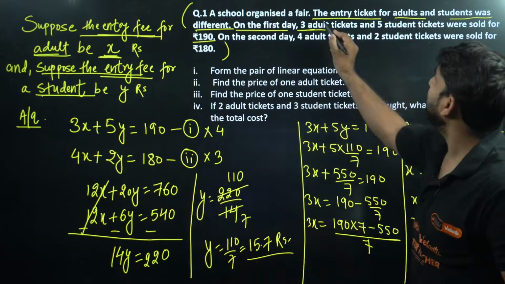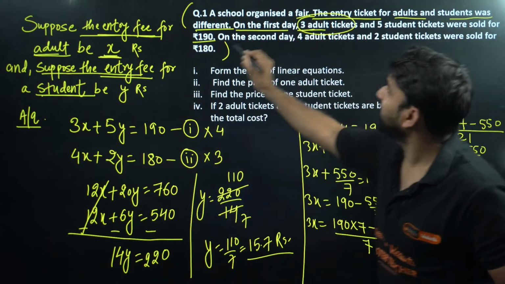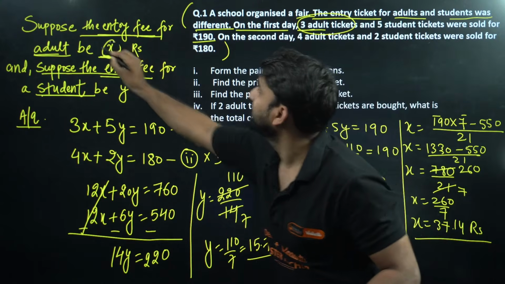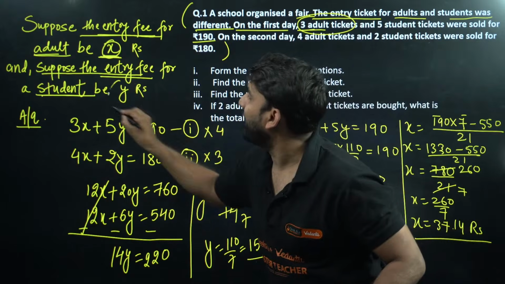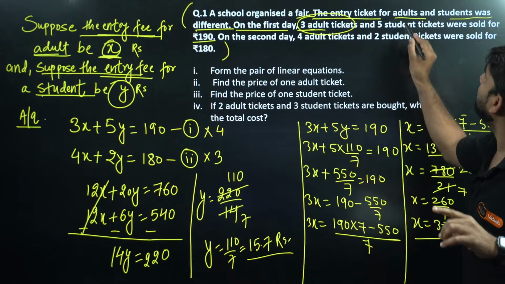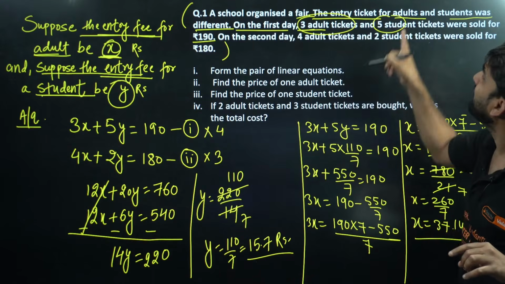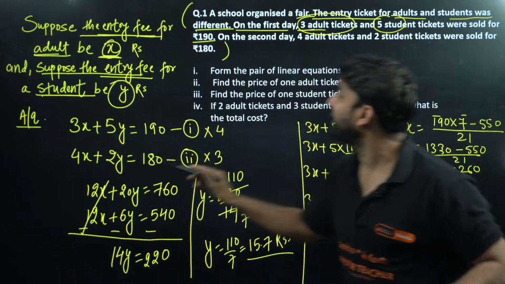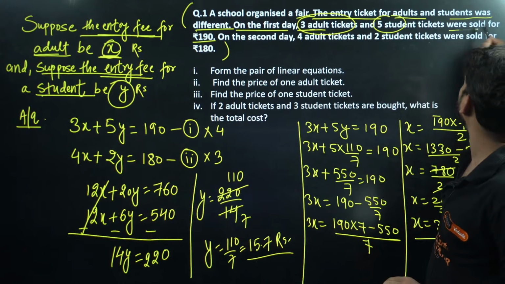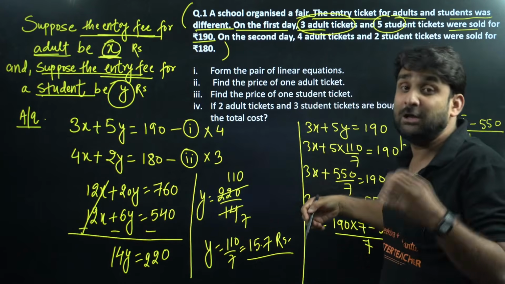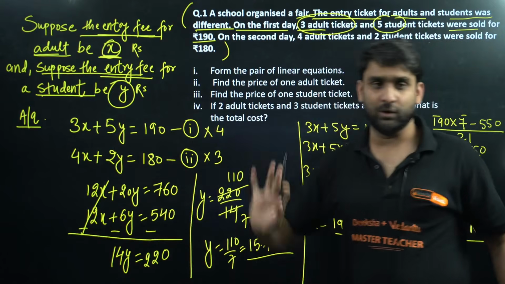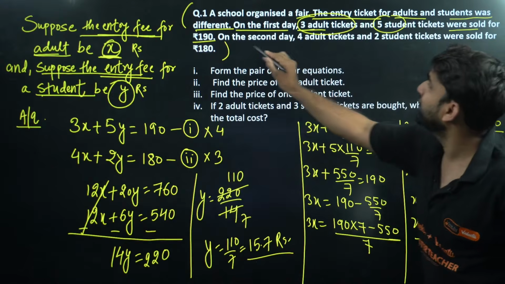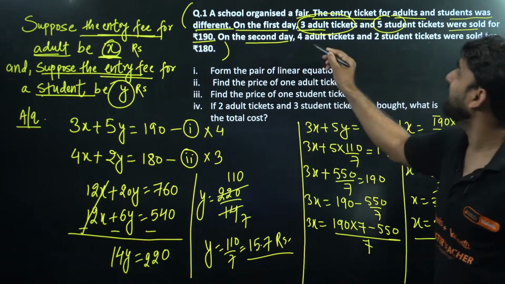So 3 adult tickets, and what have we supposed for adult? X. So 3 into X, 3X. And what have we supposed for a student? Y rupees for one student. And how many students are taking entry on the first day? 5 students. So 3x plus 5y, and what was the exact cost for the tickets? 190 rupees. So 3x plus 5y is equal to 190. And similarly, one more situation is there. On the second day, same situation.